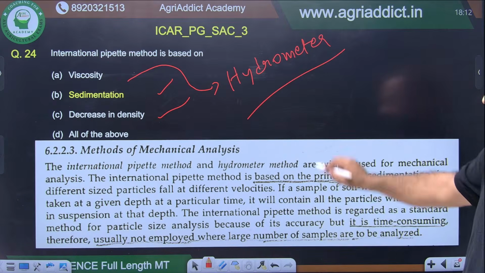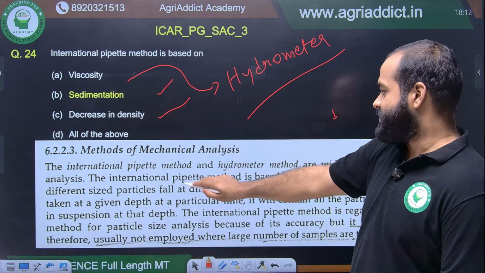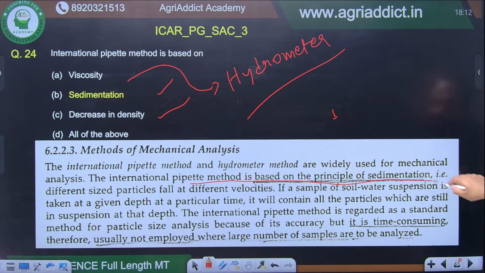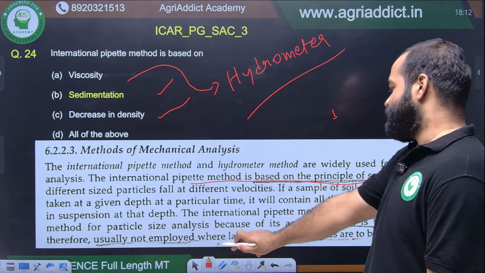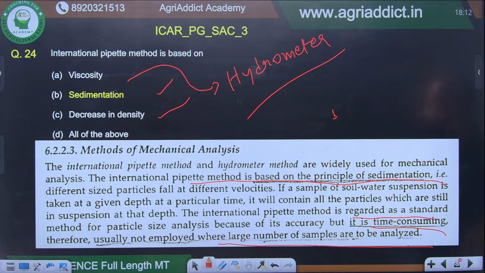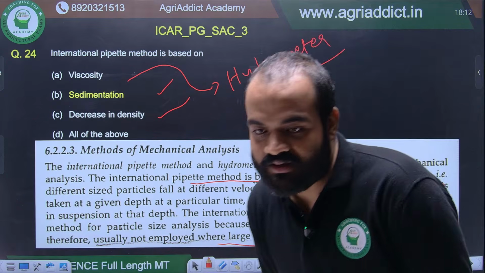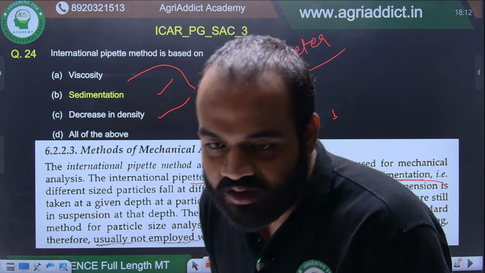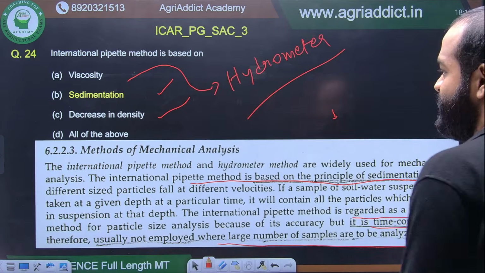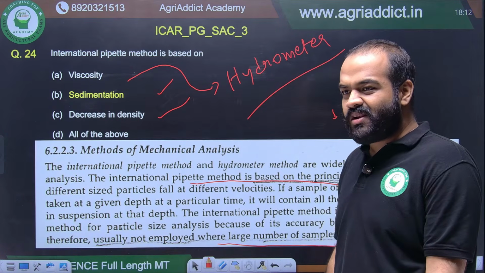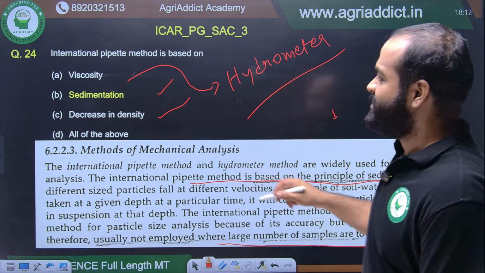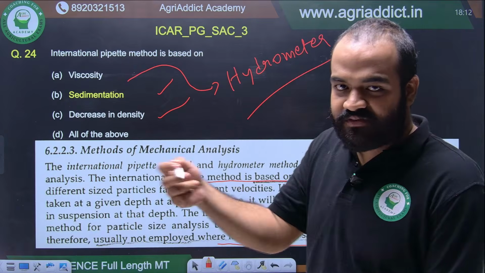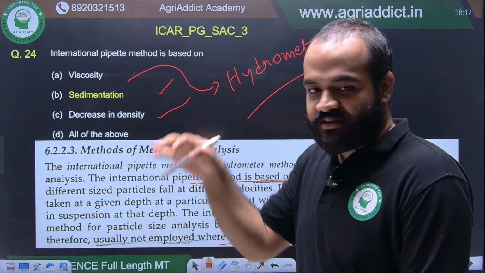So here you can clearly see this is also from new ISSS. The international pipette method is based on the principle of sedimentation. It is regarded as the standard method, but it is very time consuming, therefore usually not employed where a large number of samples are to be analyzed. That is also a very well known question. Bouyoucos hydrometer, Archimedes principle? You can say yes, but it is based on the progressive decrease of density with time, right? The particles settle one by one.